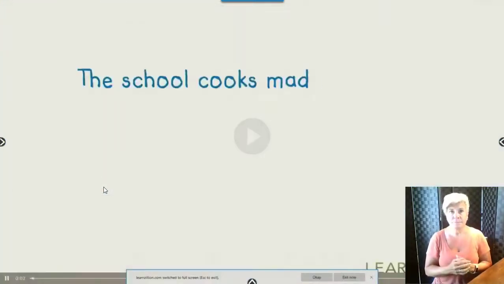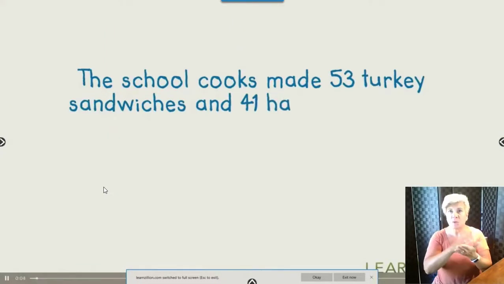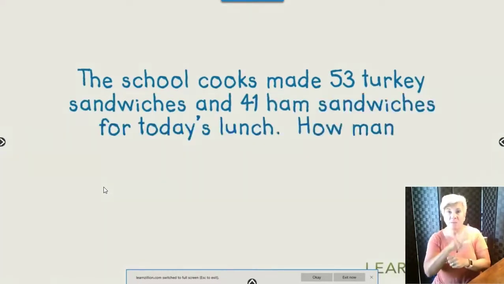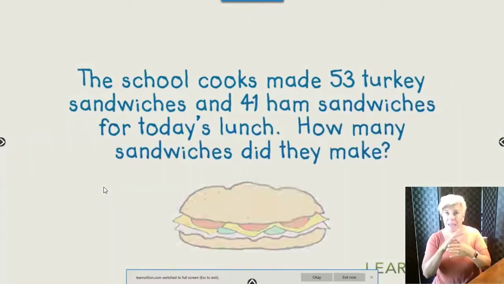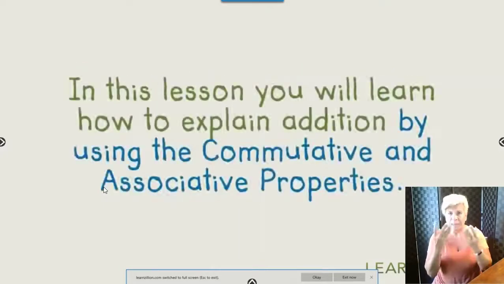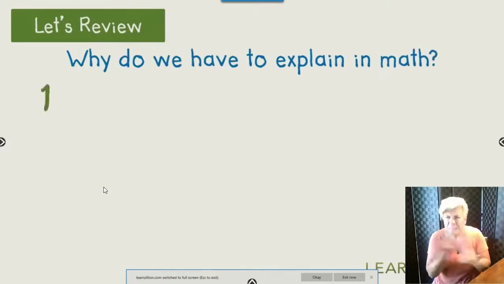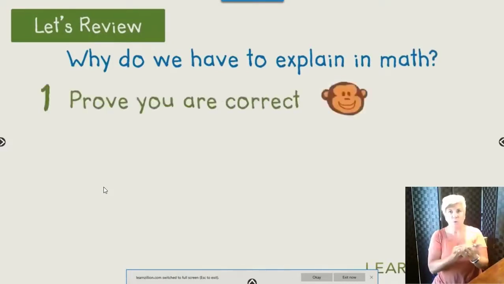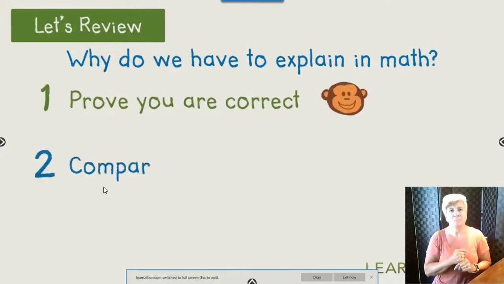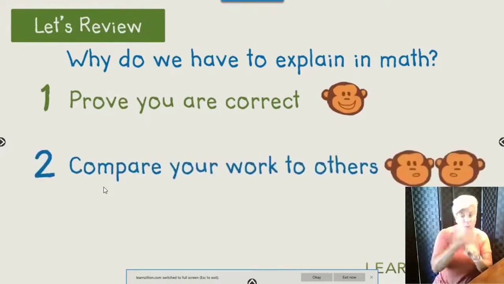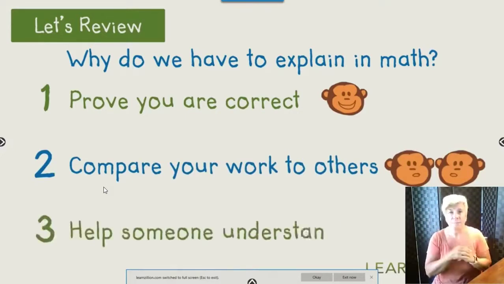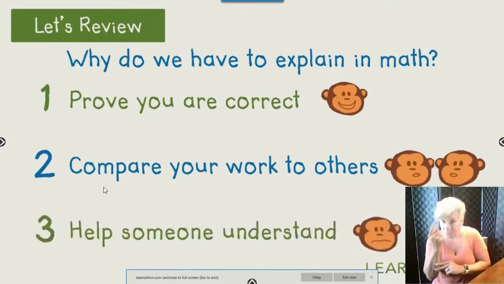The school cooks made 53 turkey sandwiches and 41 ham sandwiches for today's lunch. How many sandwiches did they make? In this lesson, you will learn how to explain addition by using the commutative and associative properties. Why do we have to explain in math? Sometimes you need to prove to other students and teachers you're correct. Other times we compare our strategies with other students to learn a different way to think about the problem. Finally, we might help someone understand the problem by explaining it to them.